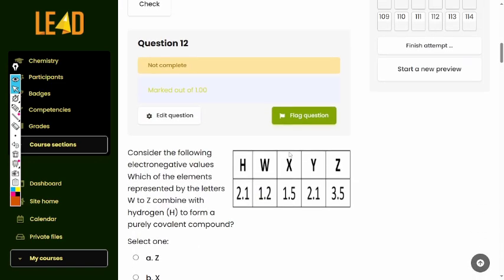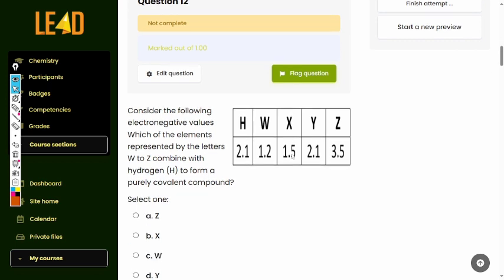12. Consider the following electronegative values. Which of the elements represented by the letters W to Z combine with hydrogen to form a purely covalent compound? Okay, so here we have the electronegative value of hydrogen to be 2.1, and then these are those for the other elements. A purely covalent compound is formed as the difference in electronegativity approaches 0. The closer the value is to 0, the purer the covalent bond formed is.